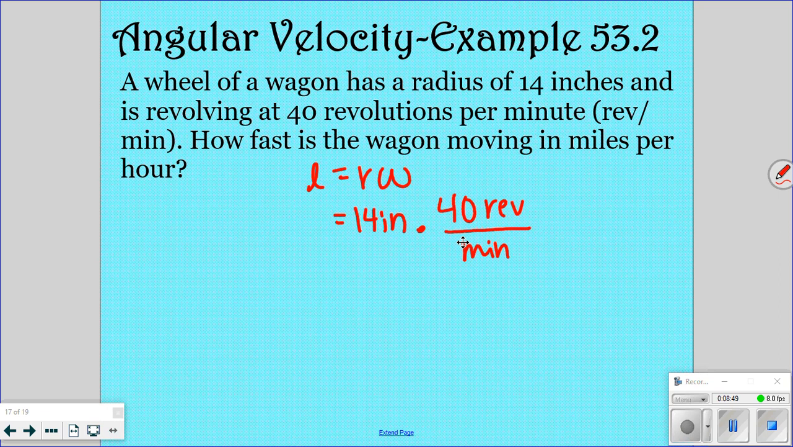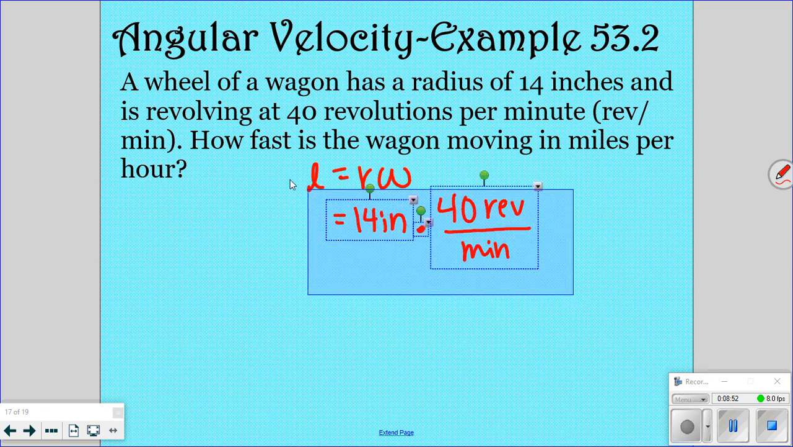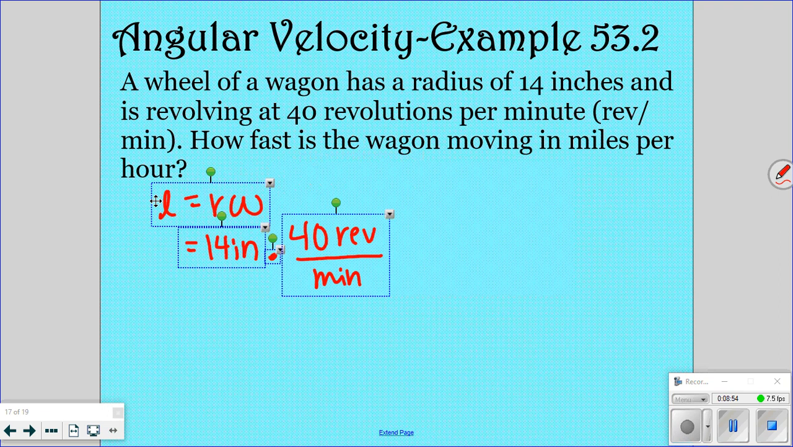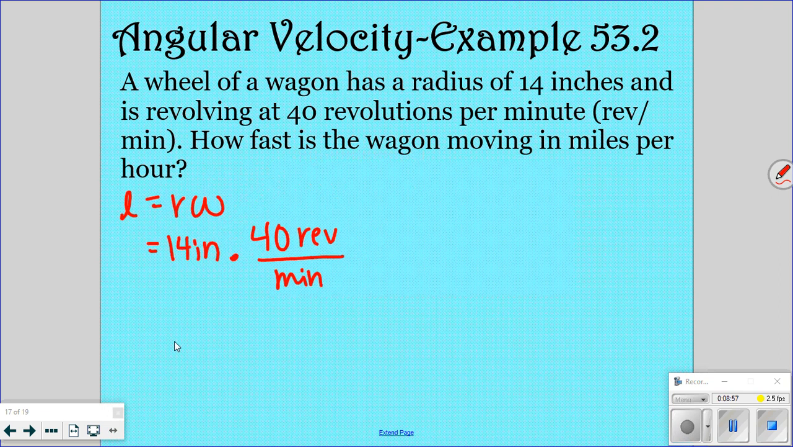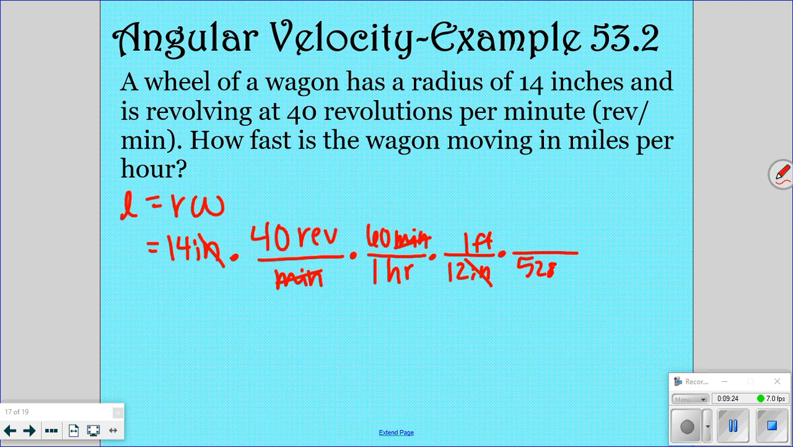So that's also how you can know that it's an angular speed. That would be our angular velocity and our radius here. And then it says how fast is the wagon moving in miles per hour. So we're solving for our linear speed, and we're going to have to get it into miles per hour. So I'm going to change the minutes. 60 minutes is 1 hour. So that takes care of converting that part of it. And then I need to convert the inches into miles. So 12 inches is 1 foot. Then your inches will cancel. And then 5,280 feet is 1 mile. So that cancels that.